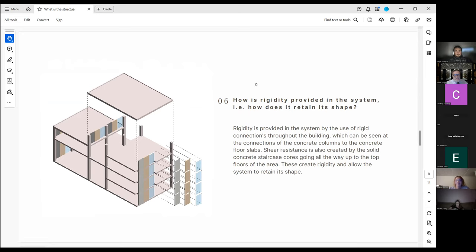Okay, perfect. So how is rigidity provided in the system? From what I saw, rigidity is provided in the system by use of rigid connections throughout the building. These can be seen at some of the connections from the concrete column to the floor slabs. Also, there are a couple of central staircases as cores, which are providing shear resistance to the building.